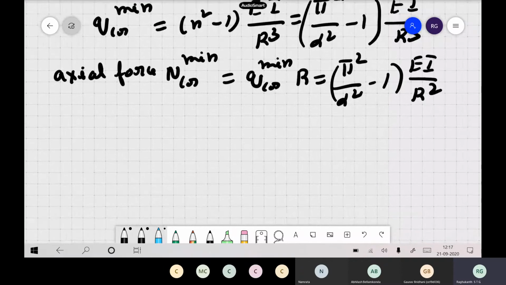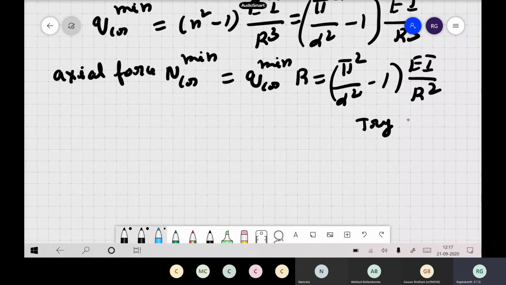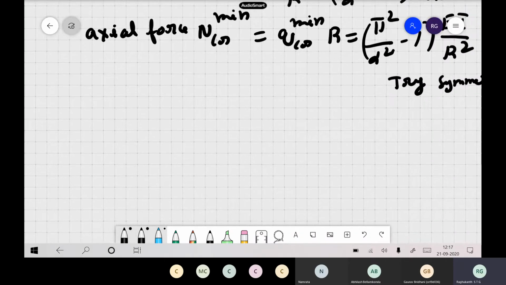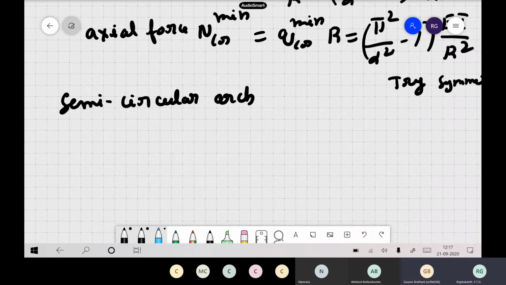So please try for the symmetric mode. What is the buckling load? You can just try it yourself. Now here, suppose it is a semicircular arch. Sir, the phi defined there, it is the derivative of the V? Yes, yes, it is the derivative of the radial displacement. Okay, so now you have to do that and find out.